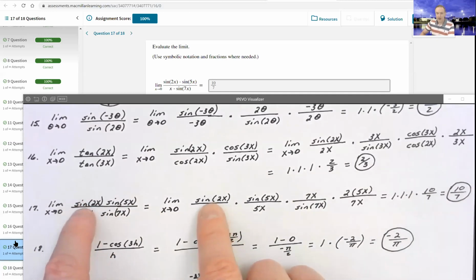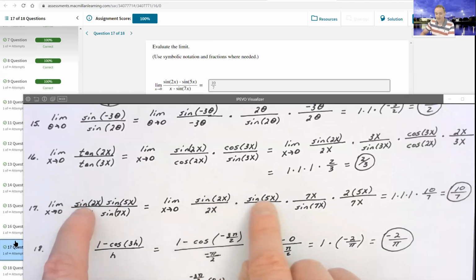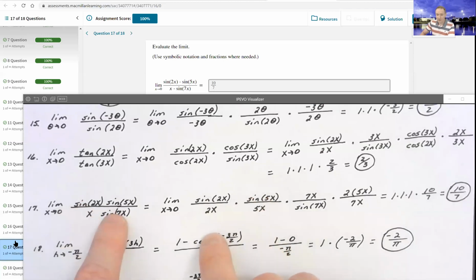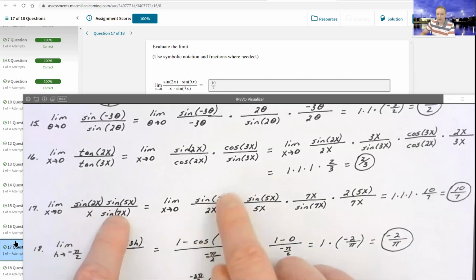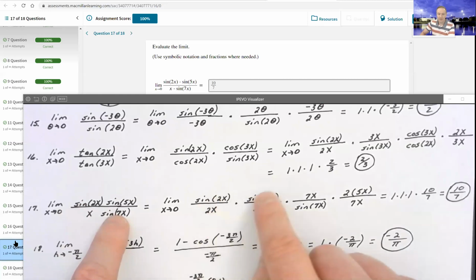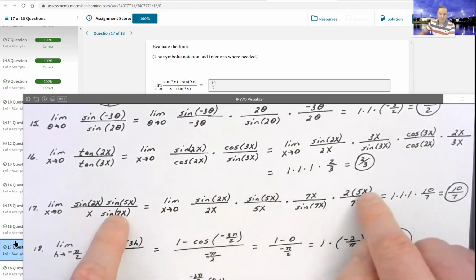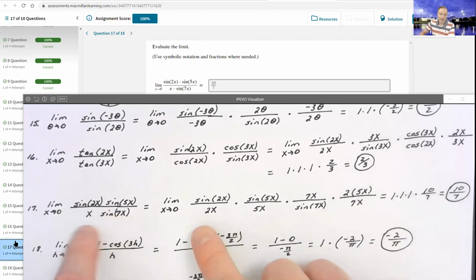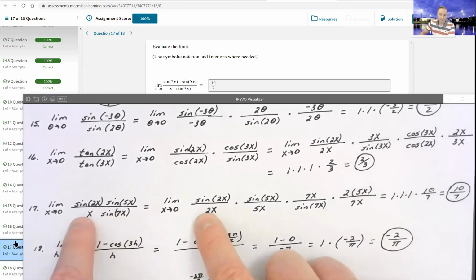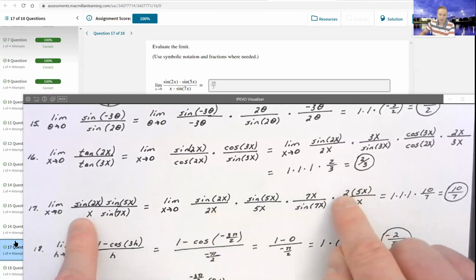You'd say, okay, I'm going to take that sine of 2x and that sine of 5x and create separate fractions. I don't want the x or the sine of 7x in its denominator. What do I want in this denominator? Always, always the angle. So I need a 2x in this denominator. I need a 5x in this denominator. So now notice I multiplied by 5x, and actually what I did is I said I already had an x, so I just needed another factor of 2. So all I did is multiplied my denominator here by 2, multiply my numerator by 2.